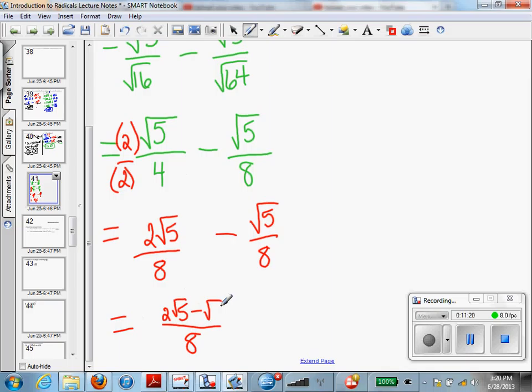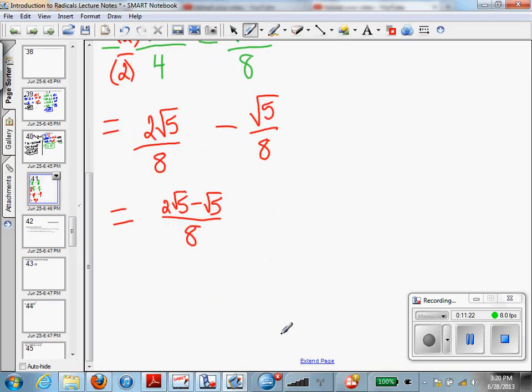Keeping the denominator of 8, you have 2 square root of 5 minus square root of 5. If you pay attention, there's a 1 right there on top. So you're going to be left with 2 minus 1, which is 1. So the answer is square root of 5 over 8.